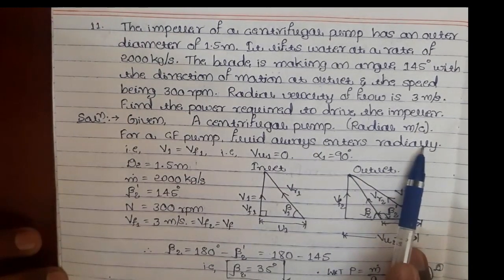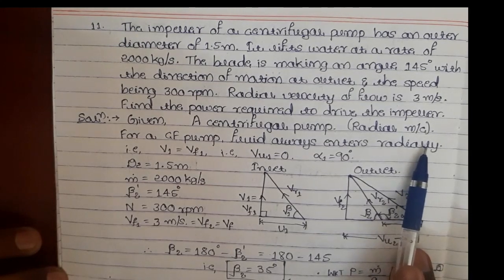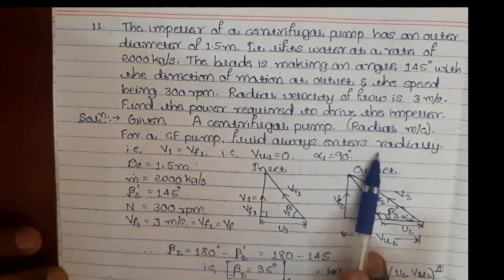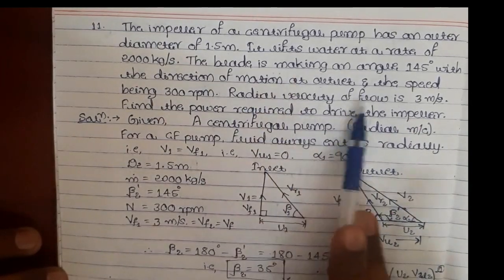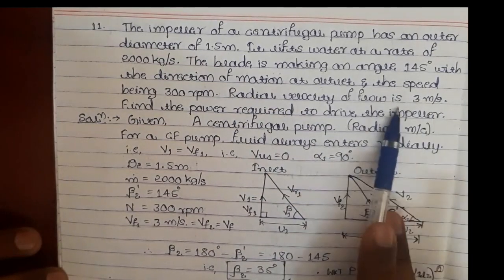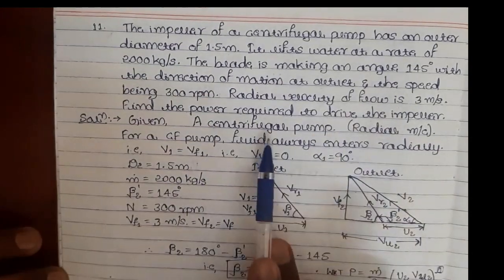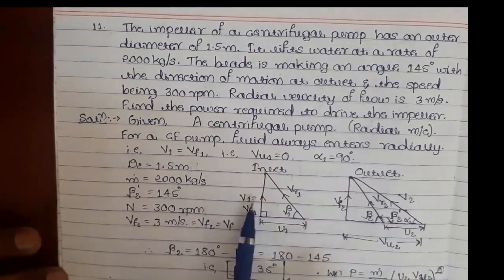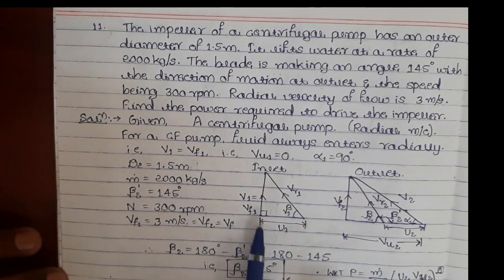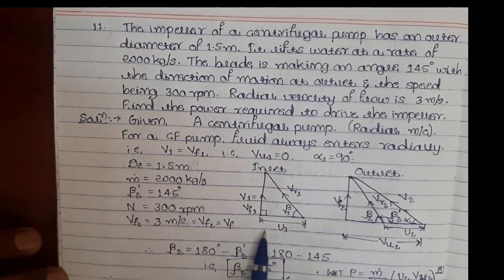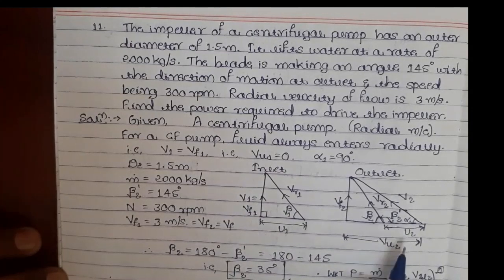You should remember, as I told you previously itself, Vf, the flow velocity, can be called as axial velocity in axial machines, and it can be called as radial velocity in case of radial machines. Since this is a radial machine, here he has given us radial velocity of flow is 3 meter per second. So that is why this data is Vf, right? So now, as I told you, when the fluid enters radially, V1 becomes equal to Vf1. So that is why inlet triangle gets modified like this, and the outlet triangle remains same.